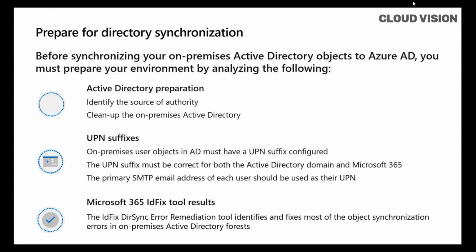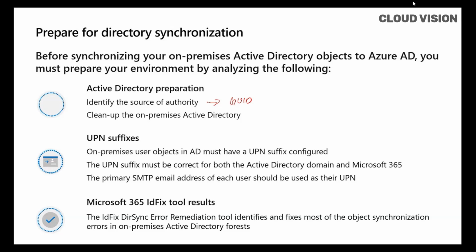Now, before synchronizing your on-premise Active Directory objects to Azure Active Directory, you must prepare your environment by analyzing the following topics. First is your Active Directory preparation, identifying the source of authority. Over here, we use a source anchor attribute called the GUID value. But if you want to use a different value, you can, but make sure that it's a unique value.